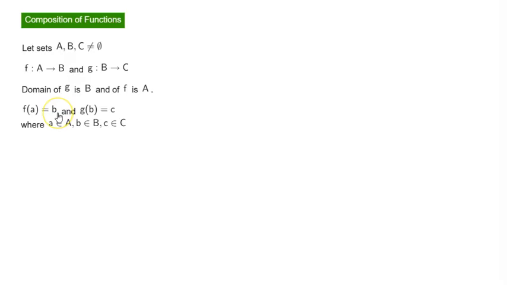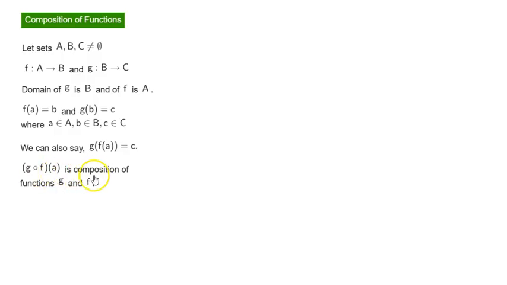So f of a is equal to b and g of b is equal to c, where a is in set A, b is in set B and c is in set C. Now we can also combine these two functions into a compact form. g of f of a is equal to c, which is also written as (g∘f)(a). So g∘f is composition of functions g and f.